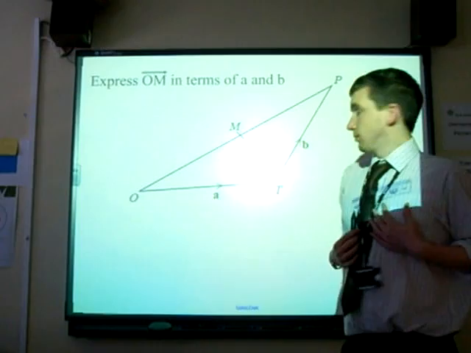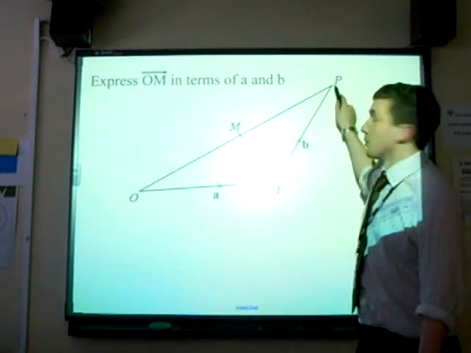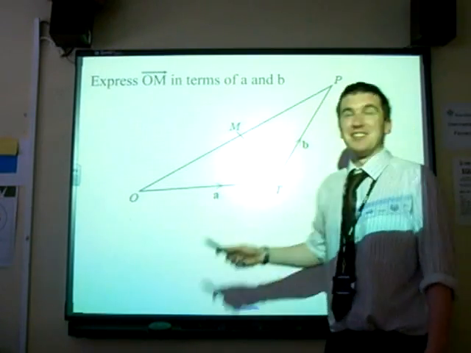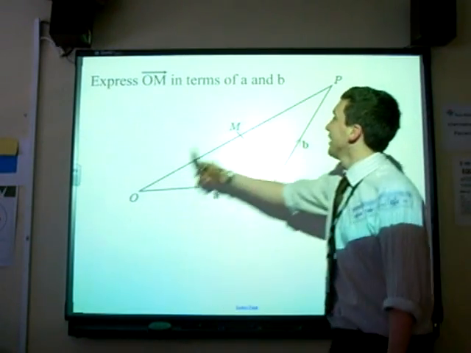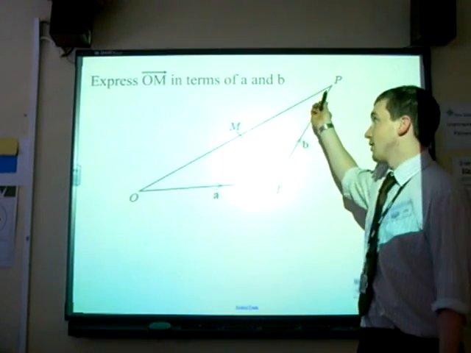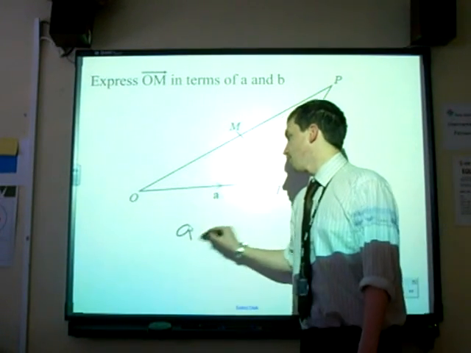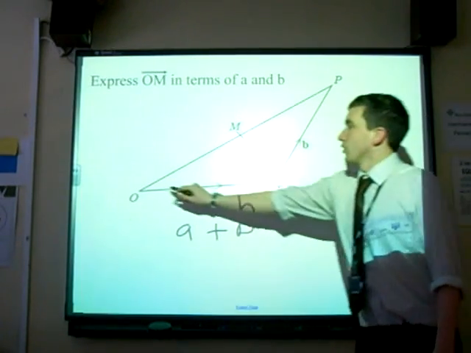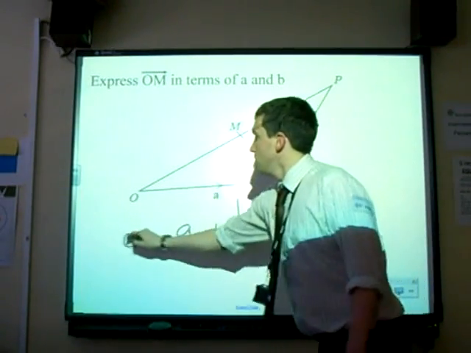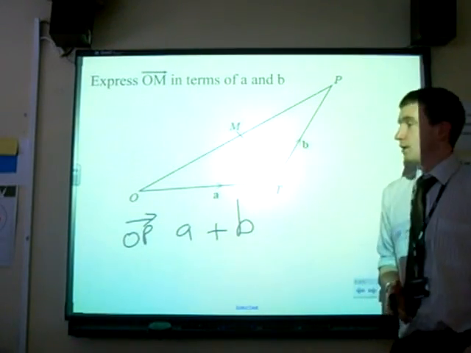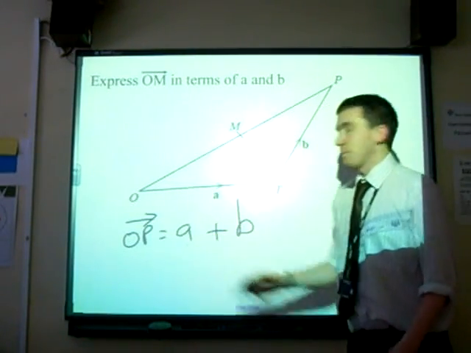So I know to go from O to P, I'm going to have to go along the road A and along the road B. So I can go A plus B. So I would say that O to P is the vector A plus B.